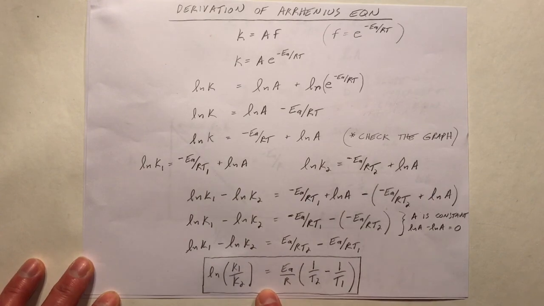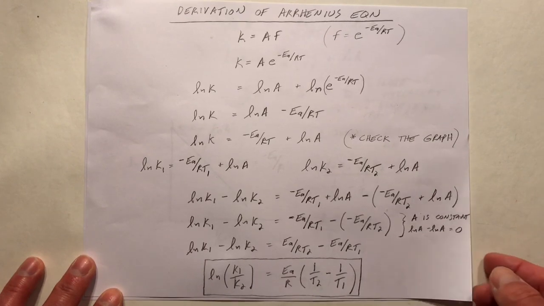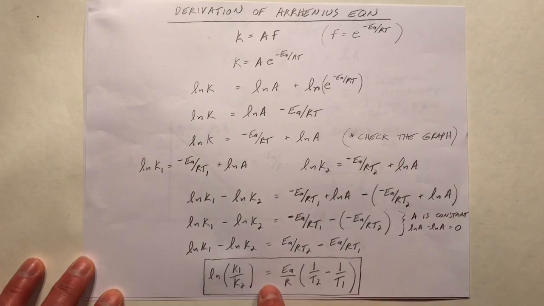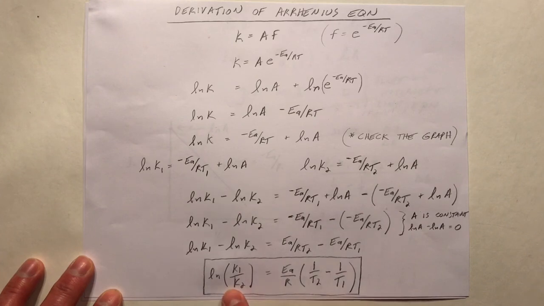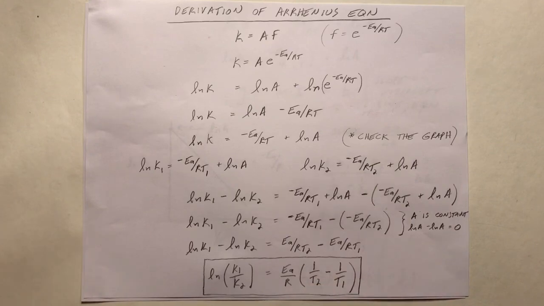Now, you're probably never going to have to go and derive this equation on your own, but you should know that this equation allows you to take a known rate constant k1 at a known temperature T1 and solve for the rate constant k2 at some other temperature T2. And that's the useful form of the Arrhenius equation.